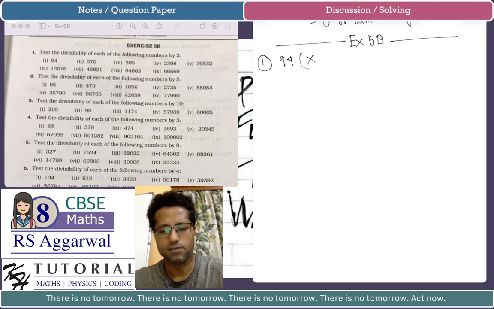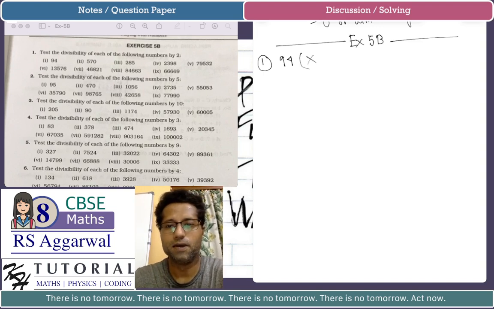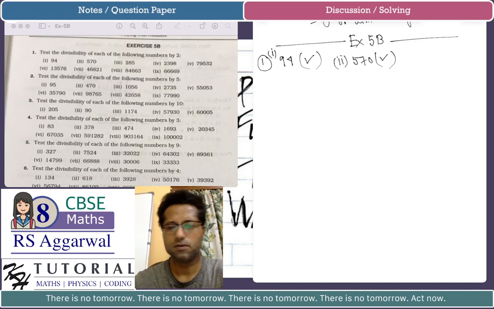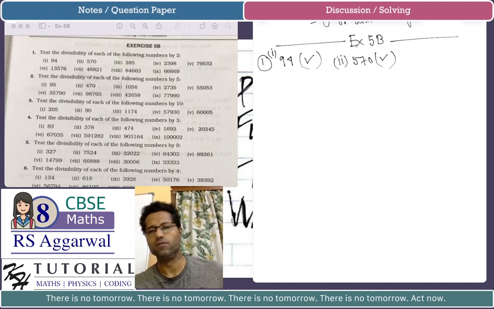So 94 is definitely divisible by 2, since the digit at the units place is 4, which is an even digit. So that was part 1. 570 is of course divisible by 2 because the digit at the units place is 0, which is an even digit.